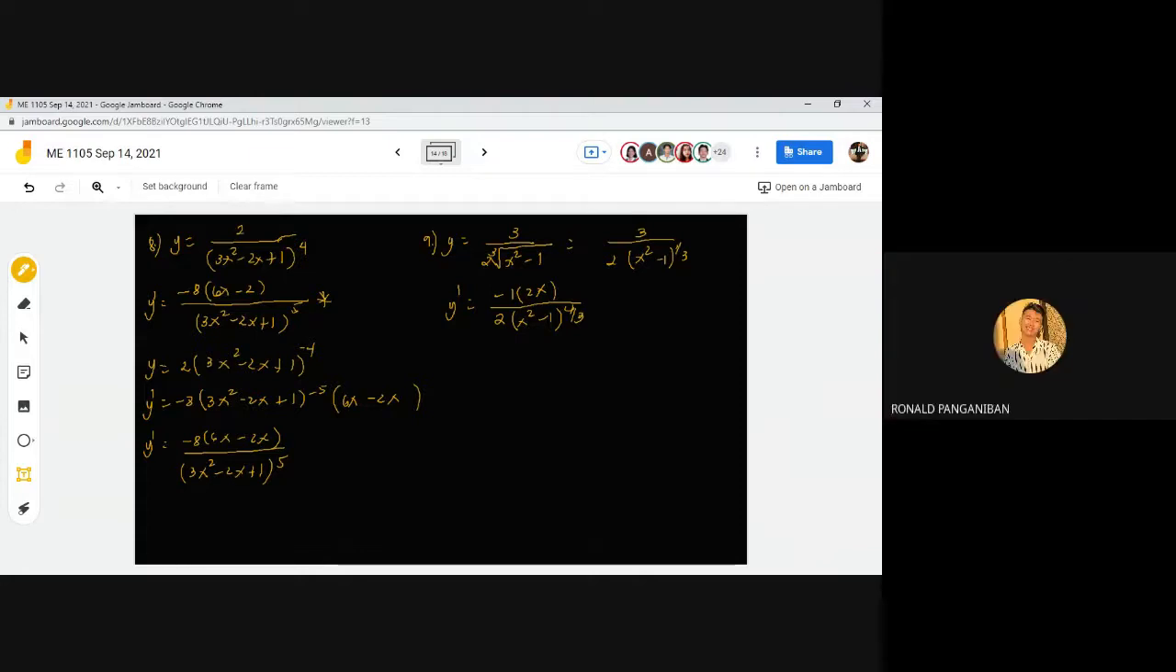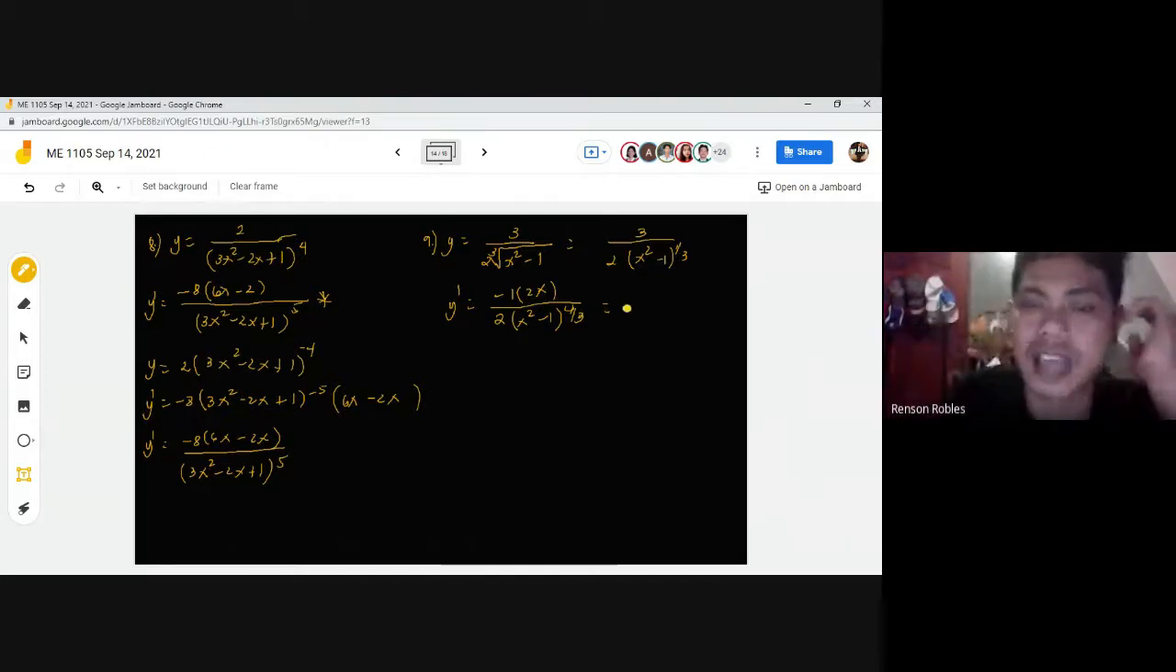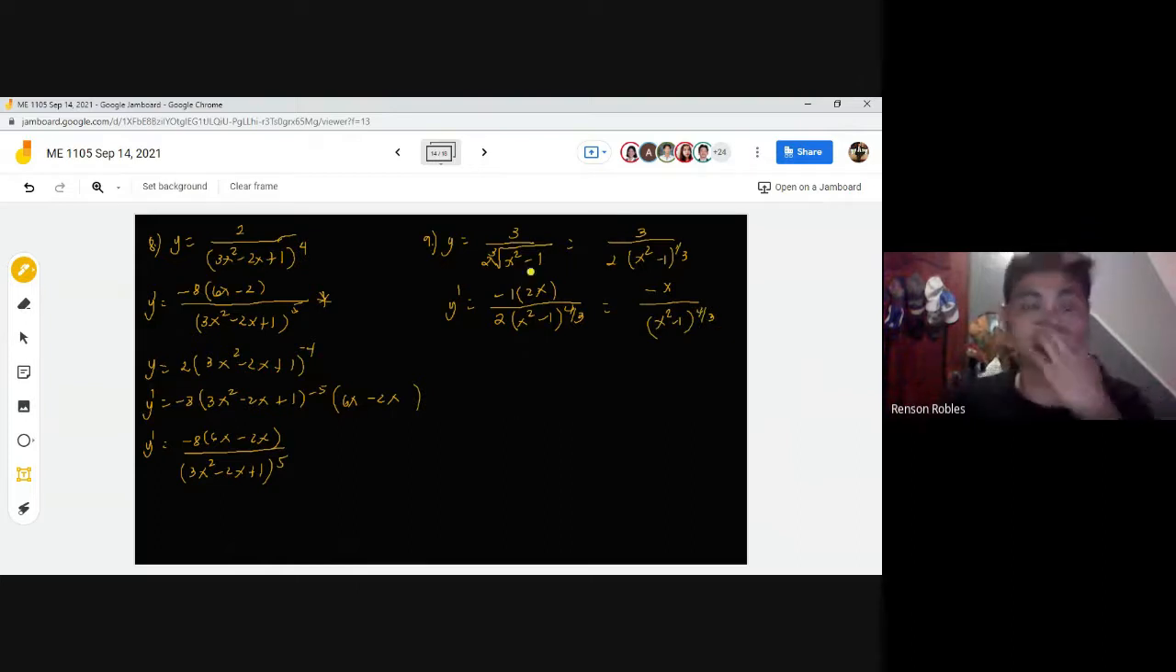Sir, you can cancel the 2. We're not yet done here. So we can still cancel the 2. So you shall have negative. We're just applying the formula that we generated. So we shall have negative x all over x squared minus 1 raised to 4/3. This is the application of our formula, and this is the simplified version, the lowest term. Okay?